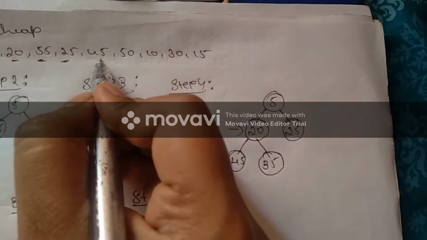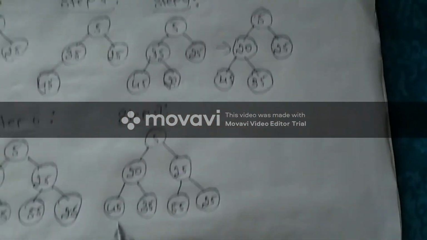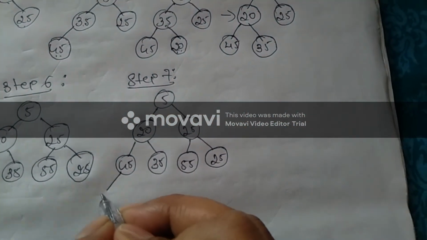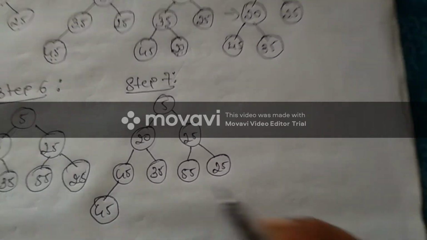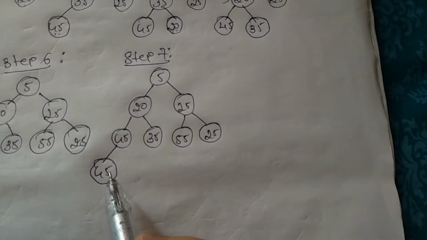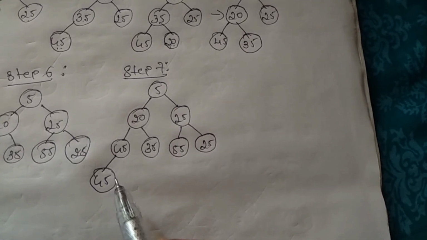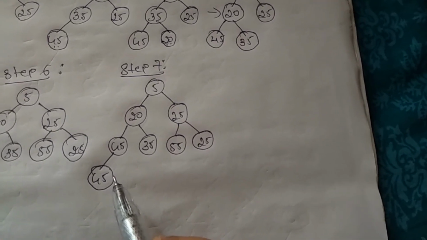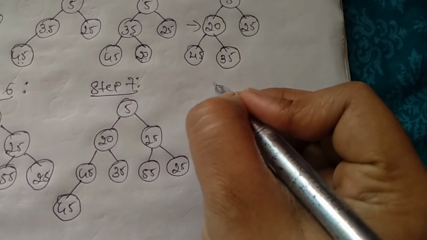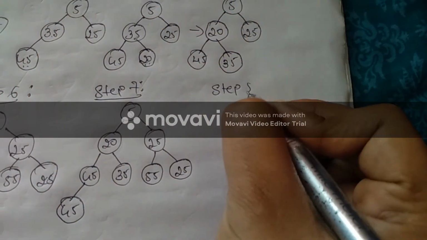Which is the next element you have to consider? It is 45. Again, I will write towards the left of 45. I will insert 45. See here, again 45 and 45 are equal. I will just keep it as it is. I won't touch that 45 again. Okay. Next, go for step 8.